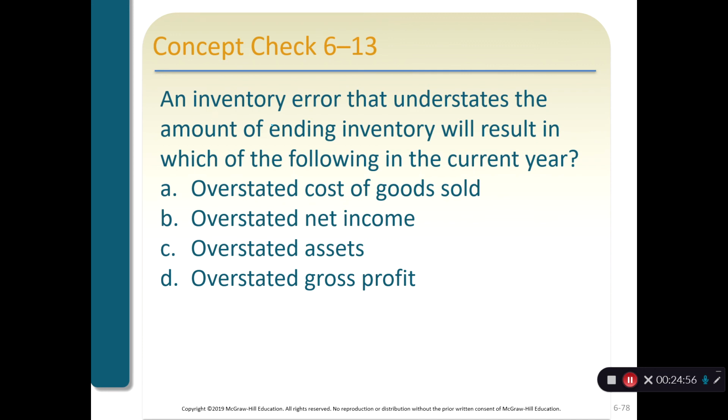So let's see. The inventory error that underestimates the amount of ending inventory will result in which of the following in the current year? A. Overstate the cost of goods sold. Exactly. Because you reported less ending inventory in the current year, of course you're going to overstate the cost of goods sold, because those two are in an adding relationship. A, which is a fixed amount, equals the cost of goods sold plus ending inventory. So when this goes down, the cost of goods sold of course goes up.